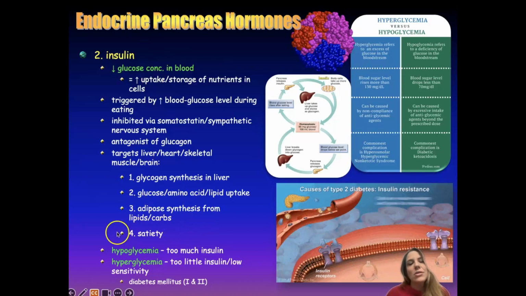And then insulin is also going to be responsible for the feeling of satiety. So in other words, when you feel full after a meal, without insulin, you might keep eating, and that would keep raising the glucose levels.